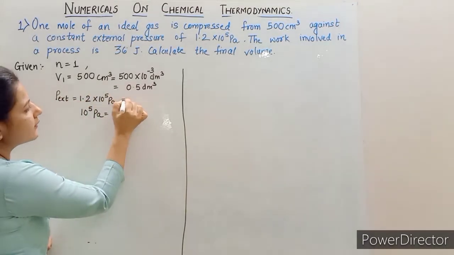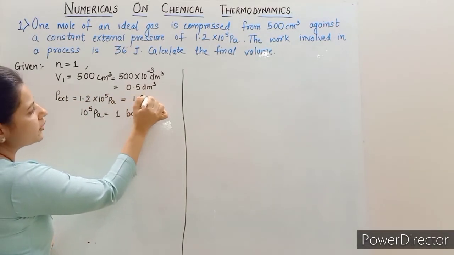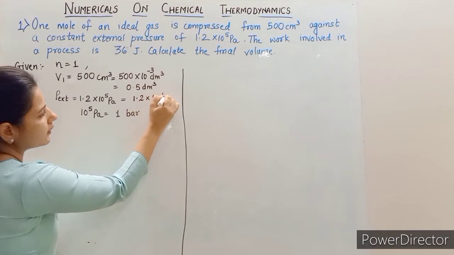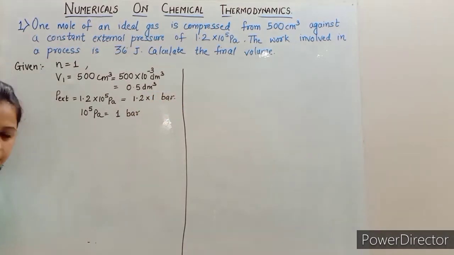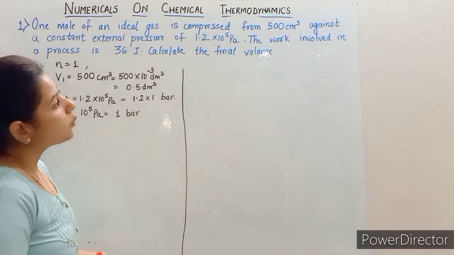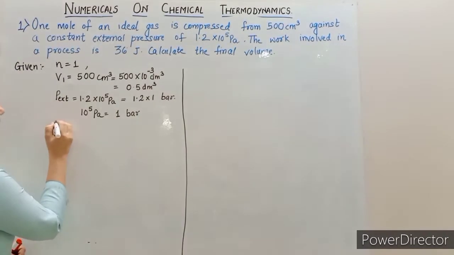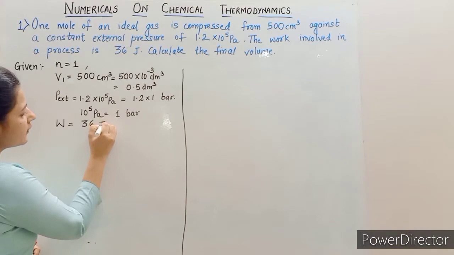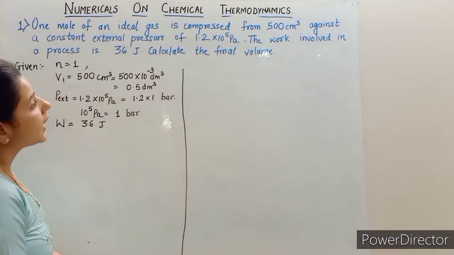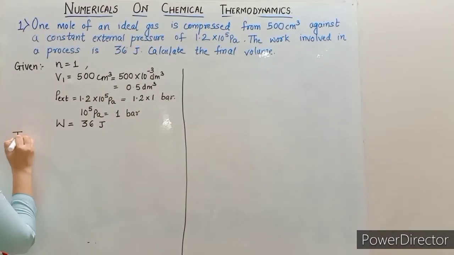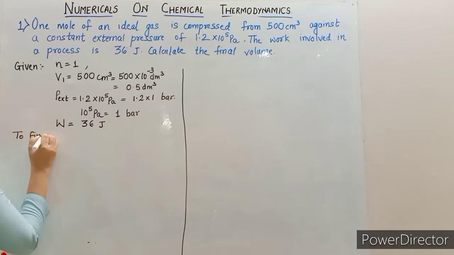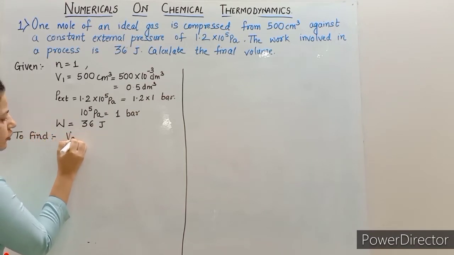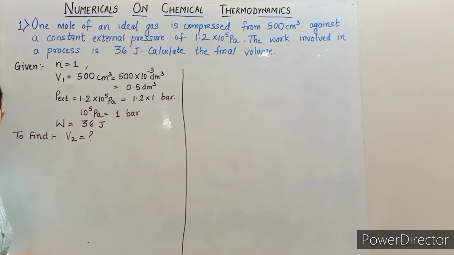Therefore this is nothing but 1.2 into 1 bar, that is 1.2 bar. Okay, next, the work involved in the process is 36 joules. The work done W is given to be 36 joules. Okay, calculate the final volume. What we have to find? To find out V2. V2 is question mark for us.